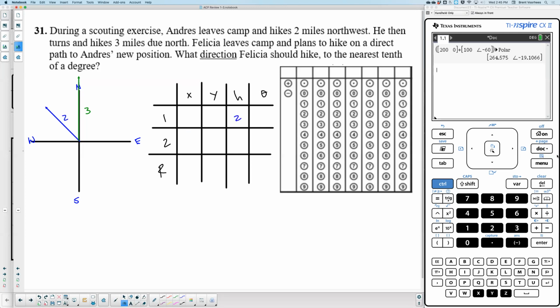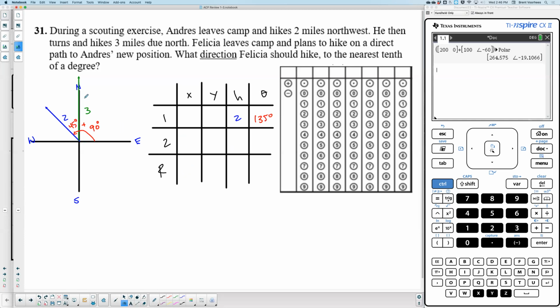Northwest. We've got to think of what is northwest in terms of degrees from east for the calculator. Well, how many degrees is it from the east to the north? 90. Northwest would cut the 90 degrees between north and west in half, so that would be 45. So what is 45 plus 90? 135. That's going to be our angle from the x-axis, 135.